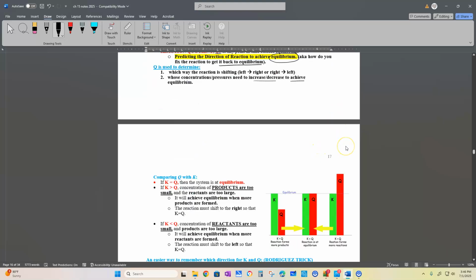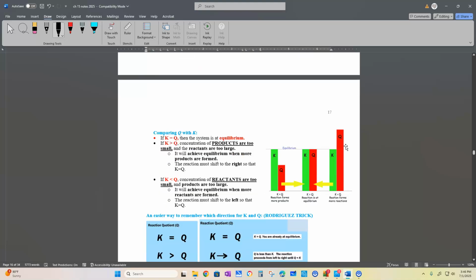So comparing Q and K. The only point when K and Q are equal to each other is at equilibrium. So when you have the same value for K and Q, you're at equilibrium. If K is greater than Q, think of the teeter-totter and Rodriguez's little trick with the arrow. Pretend like there's an arrow. Which way is the arrow pointing? Well, it's pointing to the right. And who's on the right side? Products.